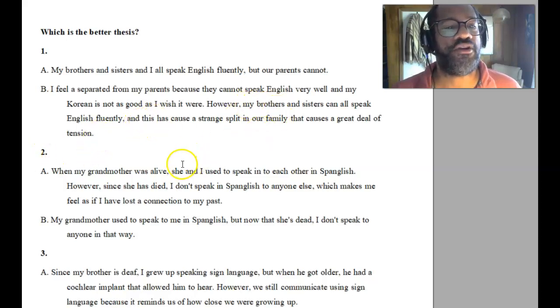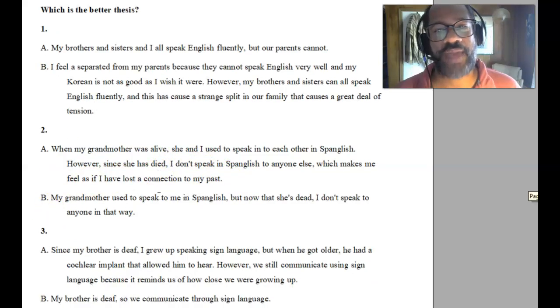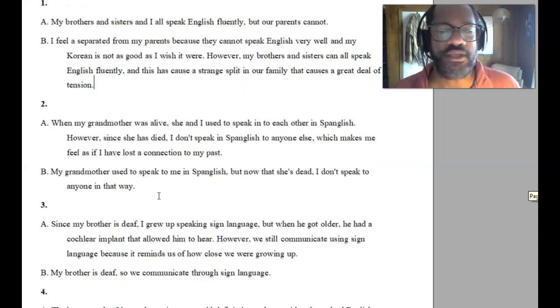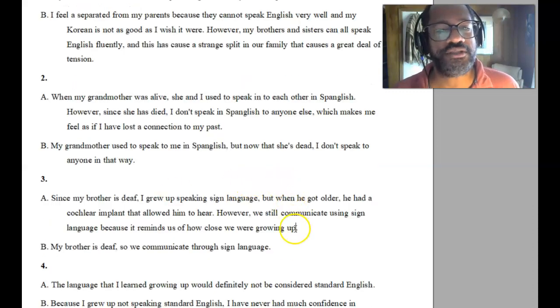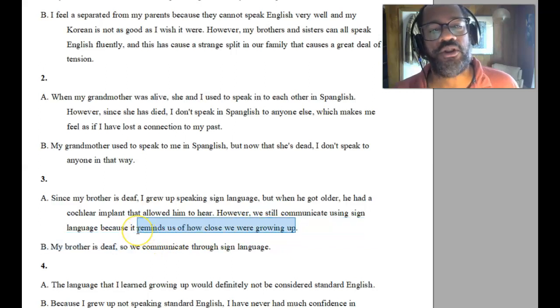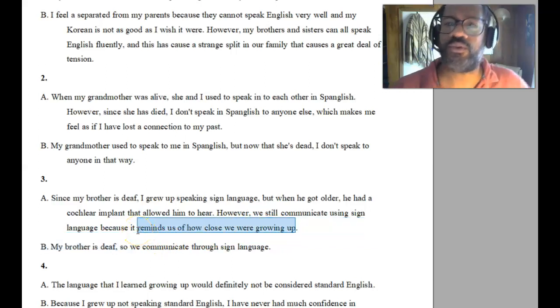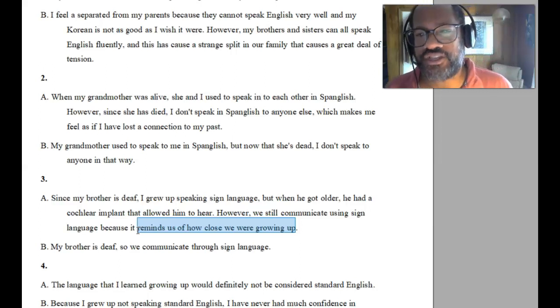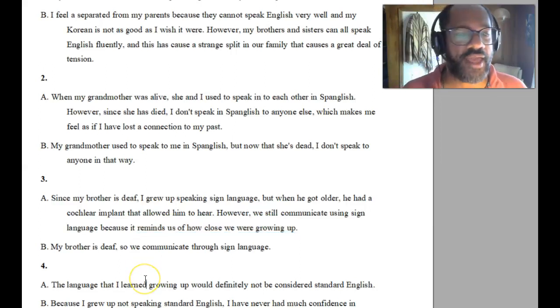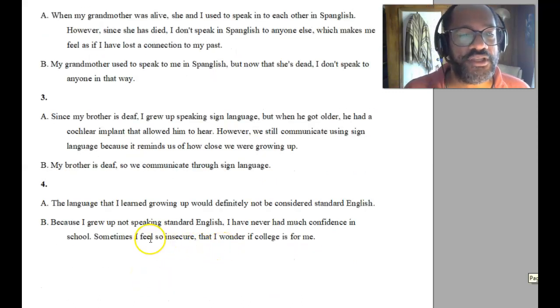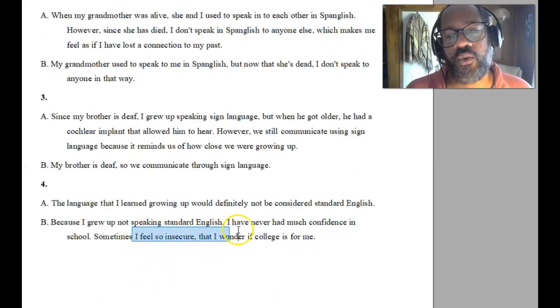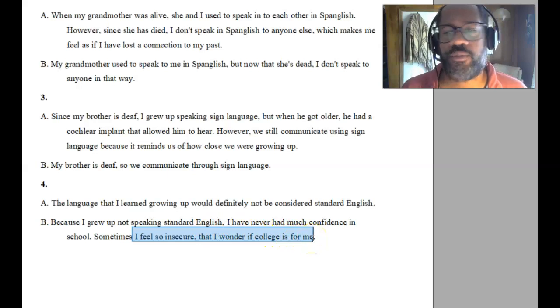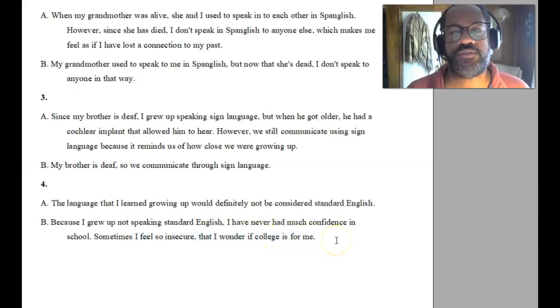This strange split in our family, right? This makes me feel as if I have lost a connection to my past. You have to prove that, right? What does that mean, to lose a connection to your past? What does it mean to remind us of how close we were growing up? I need to see what that was. What did you feel like when you were growing up? How has that changed, and how does the language help bring you back to that? What does it mean to feel insecure about your language? Why do you sometimes feel that college isn't for you? Can you tell some stories that provide some experiences?